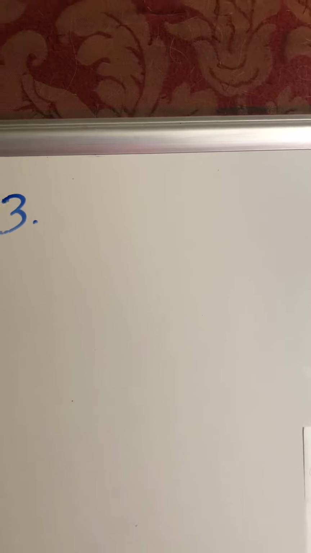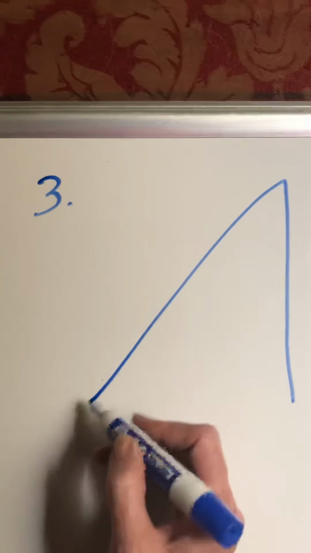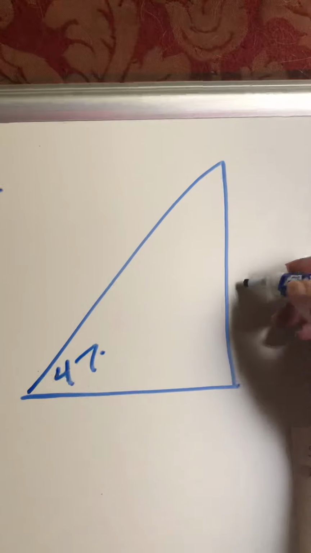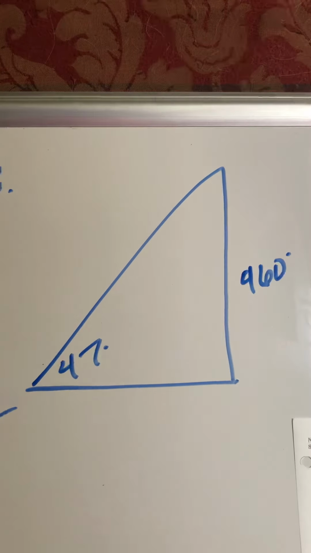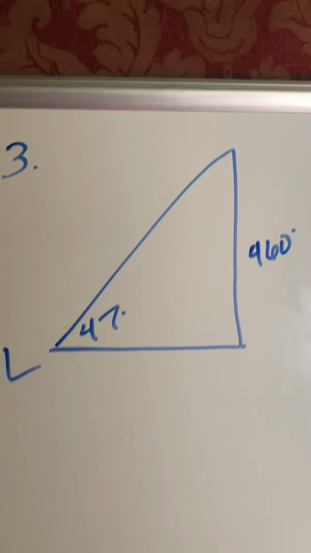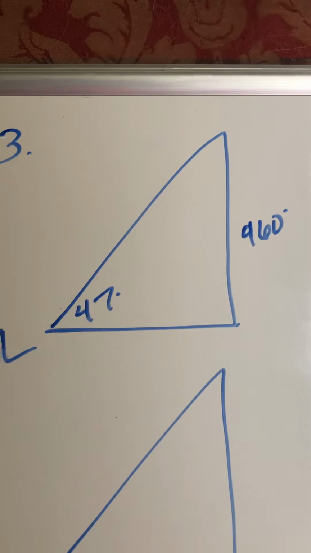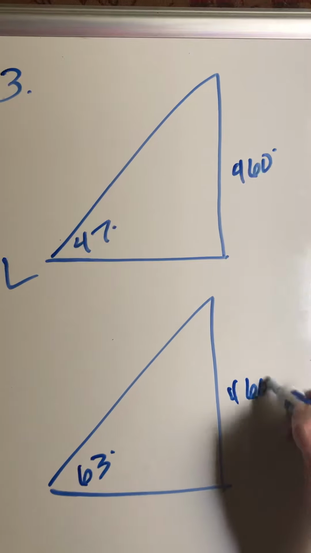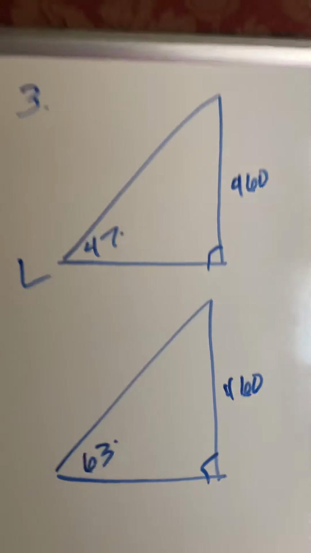Then on number 3, we've got a helicopter hovering in the air 460 feet off the ground. Lewis sees the helicopter at an angle of elevation of 47. The helicopter is up here at 460. This is Lewis. Then we have Teresa, who sees the helicopter at an angle of elevation of 63. This is 460, not degrees.